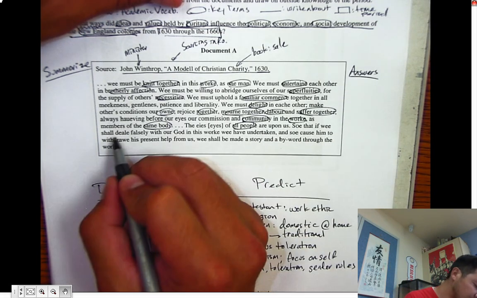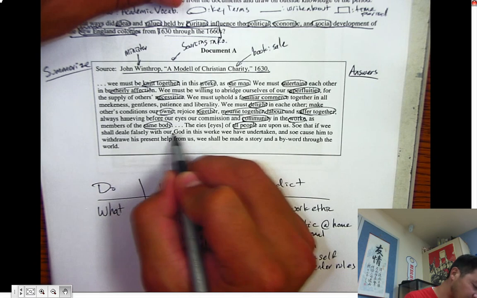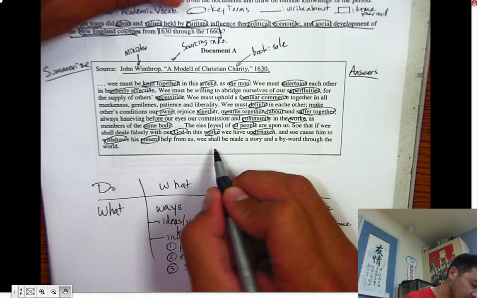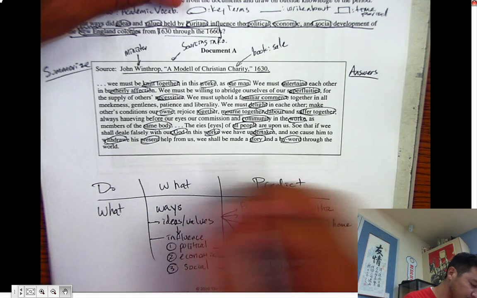So that if we shall deal falsely with our God in this work we have undertaken, and so cause him to withdraw his present help from us, we shall be made a story and a byword through the world.